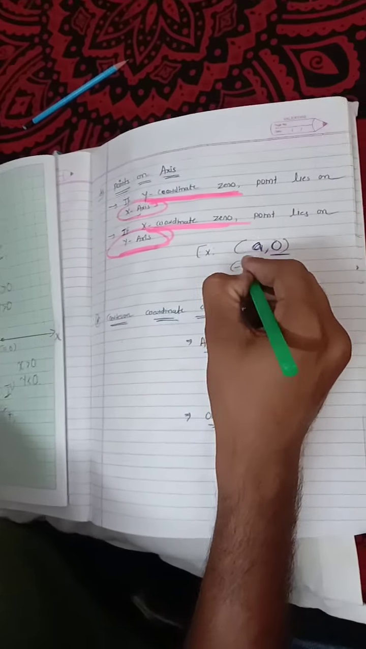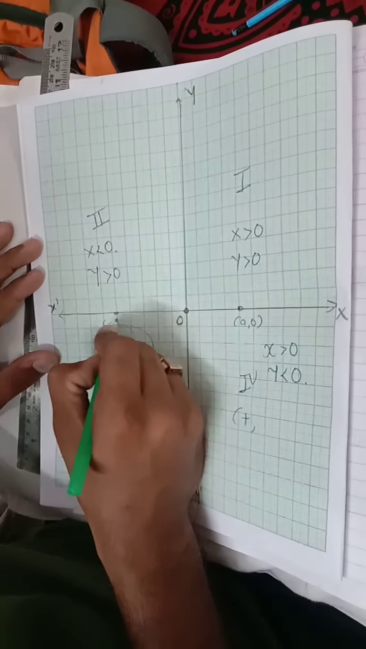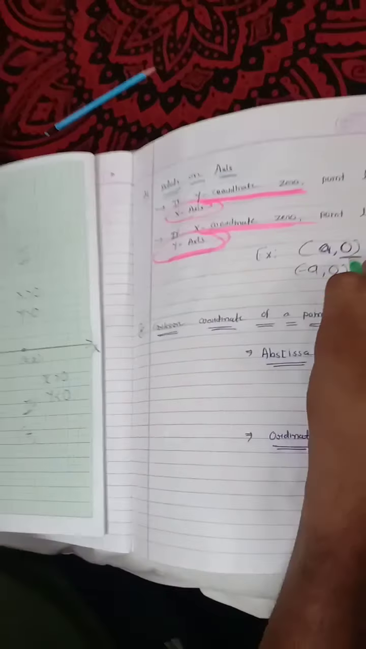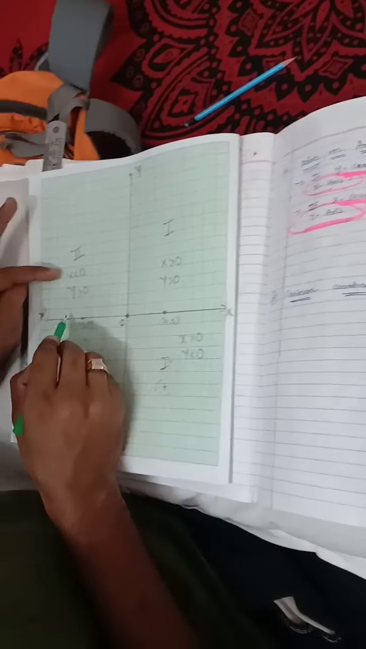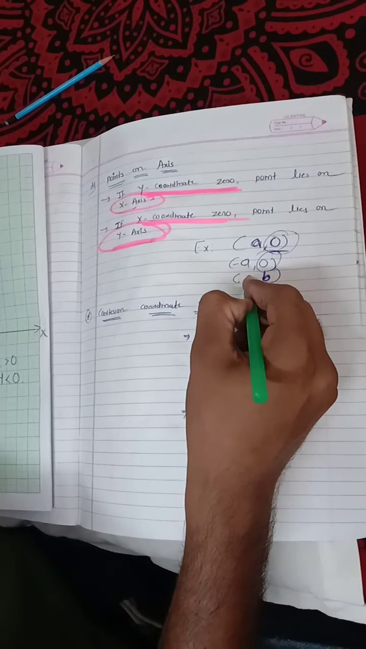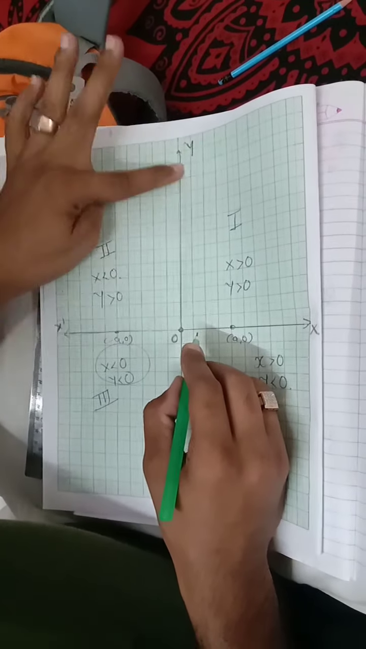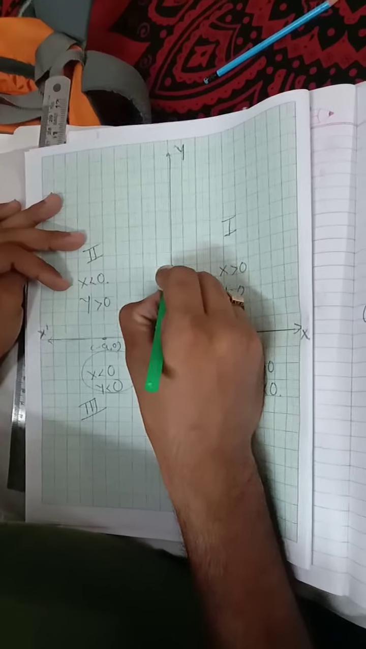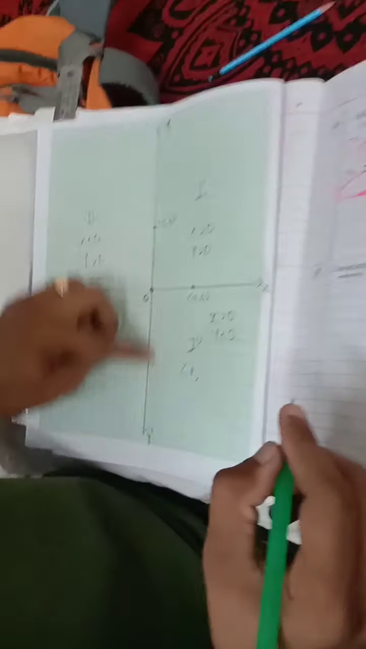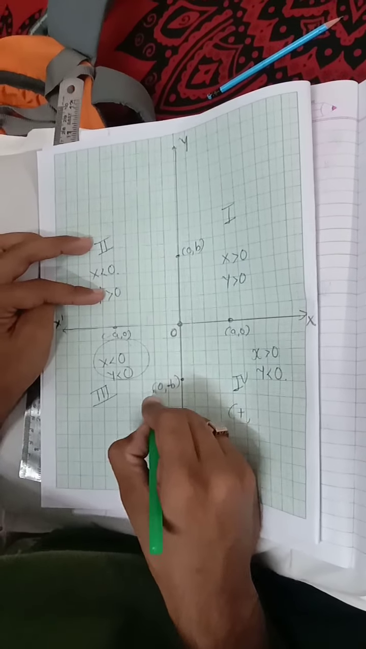If this point is (minus a, 0), somewhere here, it means the y coordinate is 0, so the point lies on the x-axis. If the x coordinate is 0, (0, b) with y positive, it means somewhere above the origin on the y-axis, somewhere here. If it is (0, minus b), it means downward from the origin, somewhere here. So this is what?